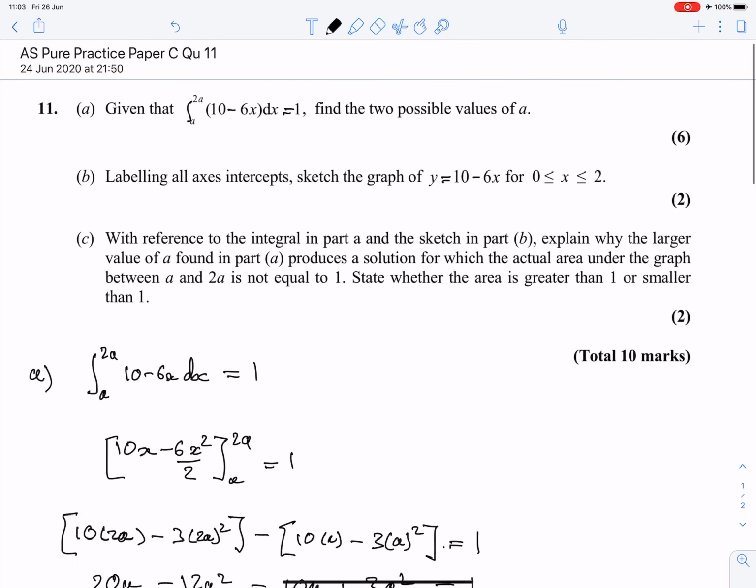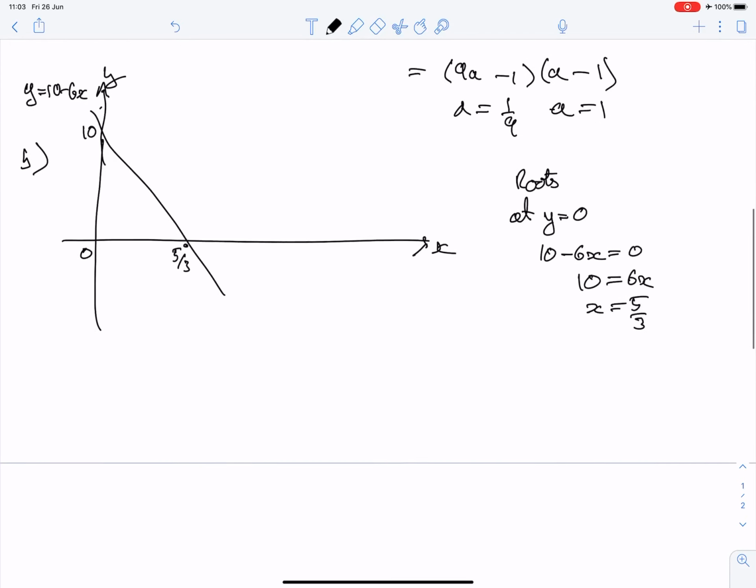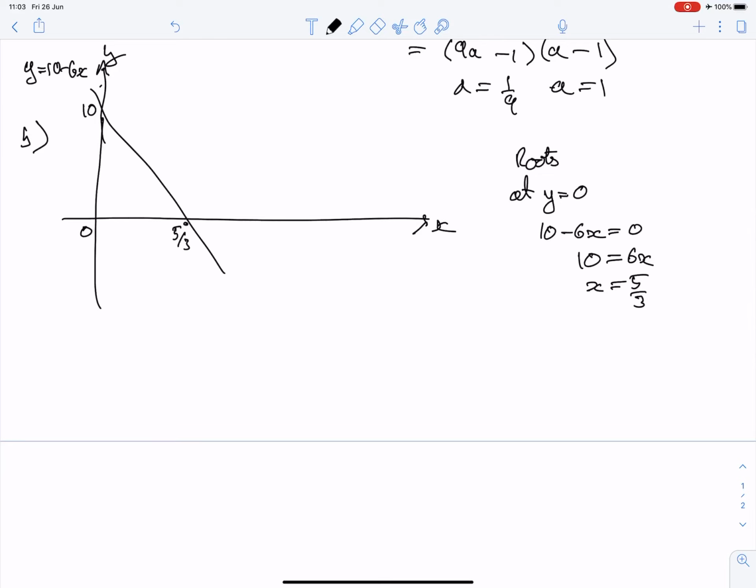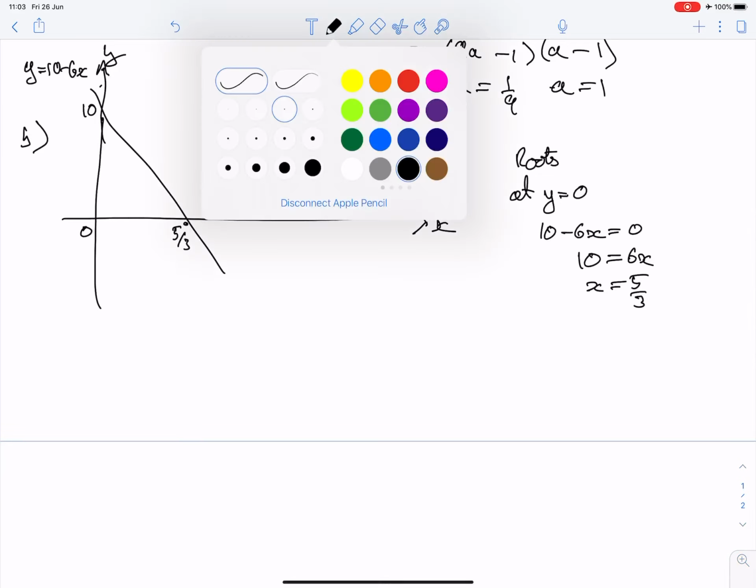Okay, part C. With reference to the integral in part A and the sketch in part B, explain why the larger value of A found in part A produces a solution for which the actual area under the graph between A and 2A is not equal to 1. So we're looking at part C.